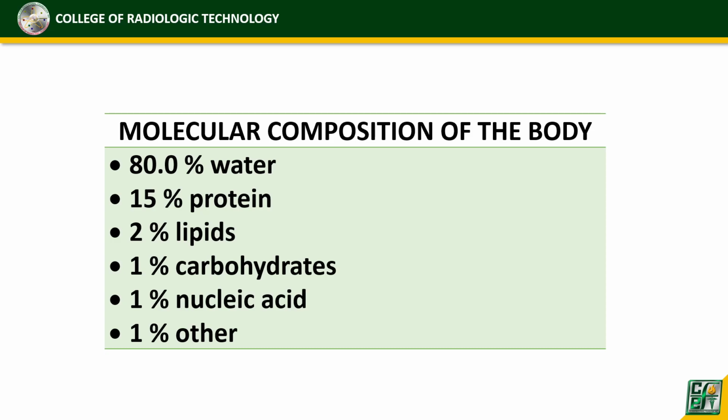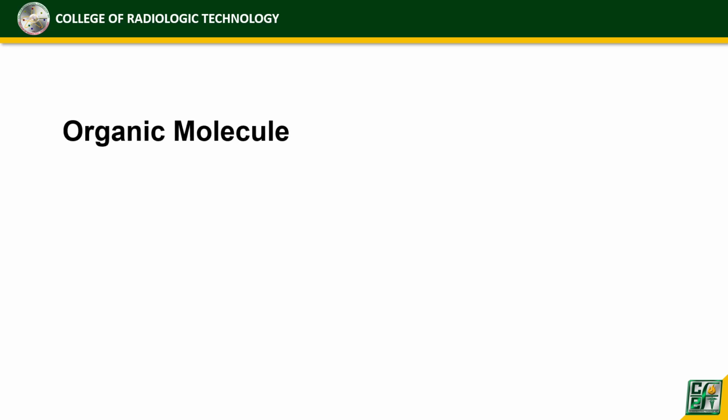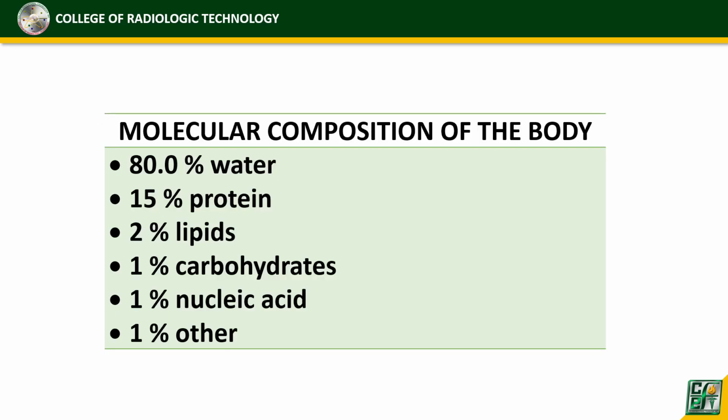Okay, so our body, the human body, is composed of 80% of water or H2O. Okay, 15% of protein, 2% of lipids, okay, 1% of carbohydrates, nucleic acids, and trace elements. Okay, or other molecules.